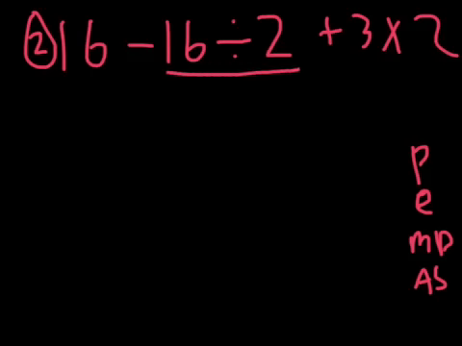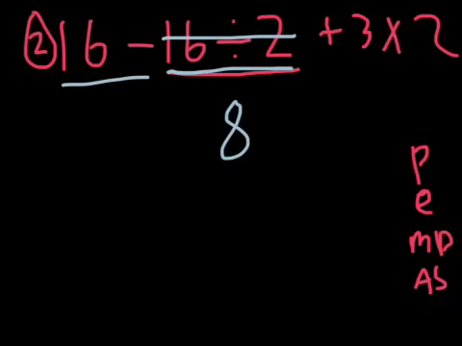16 divided by 2 is 8. I'm going to use a different color. 8. I divided 16 by 2, so I cross that off. Then I'm going to bring down everything else that I have. So I have 16, and I have this minus sign. Make sure you bring that minus sign down.